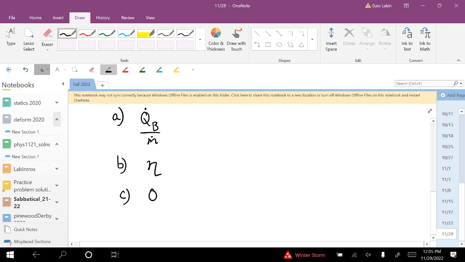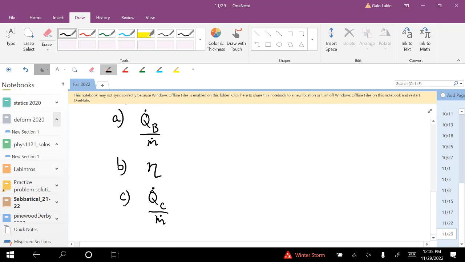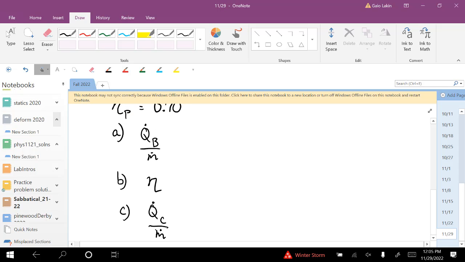And then Q dot over M dot for the condenser. So those are the three things. And as always, we can get all those three things just by calculating the enthalpies at all the different states.